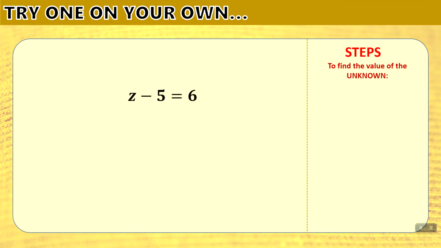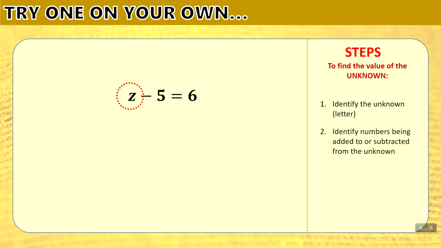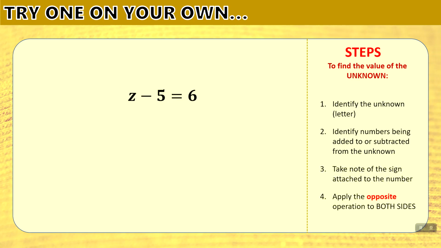One more. Z minus 5 equals 6. Identify the unknown. There's Z. Identify the number being added or subtracted. It's 5, but in this case, the sign says minus 5. And so we apply the opposite of minus 5, which is plus 5. And so we rewrite Z minus 5 equals 6, and we apply plus 5 to both sides. Minus 5 plus 5 cancels, leaving us with Z equals 6 plus 5 is 11.